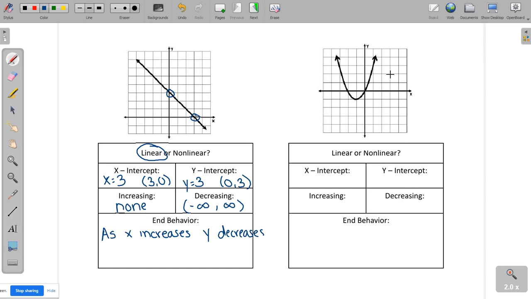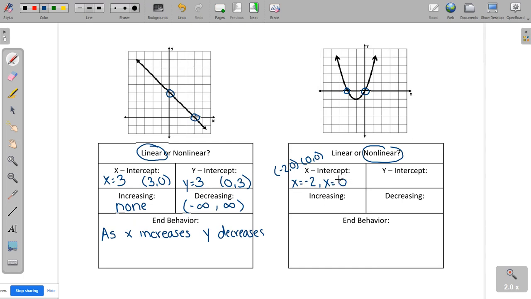Okay, let's look at this function now, this graph. Is this a linear or nonlinear graph? It's nonlinear due to it not being a straight line. X-intercept. The x-intercept's where it hits the x-axis, so we hit it here and here. So we're going to have x equals -2 and x equals 0. And then as points, we can write that as -2, 0, and 0, 0.